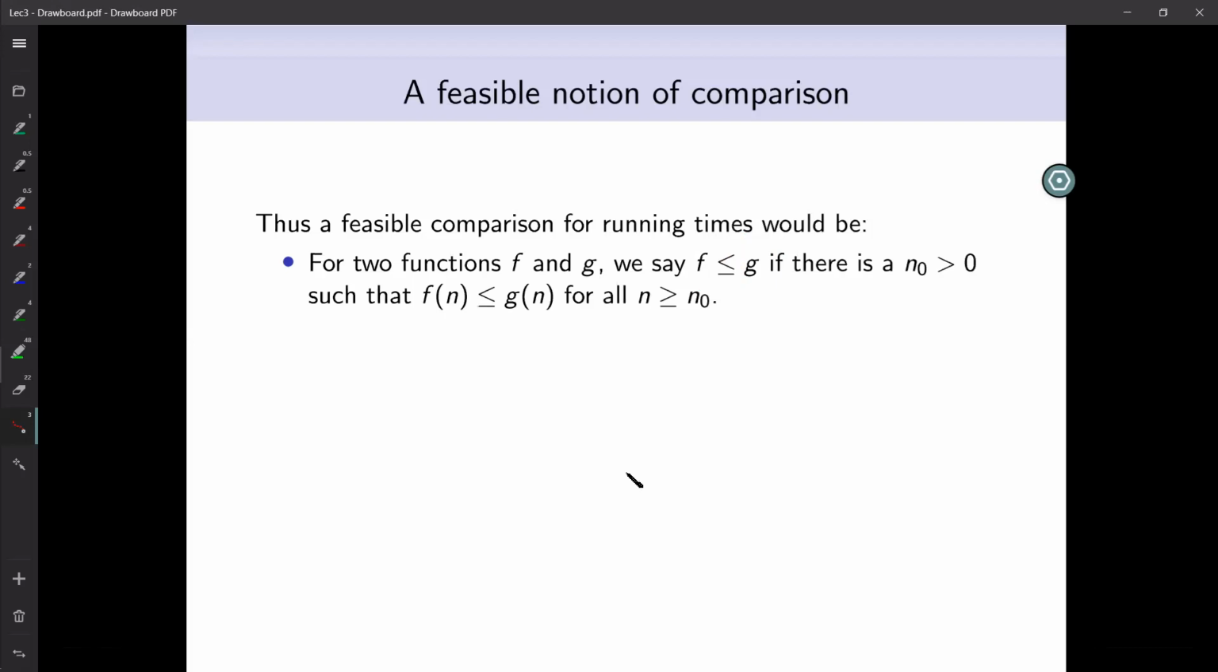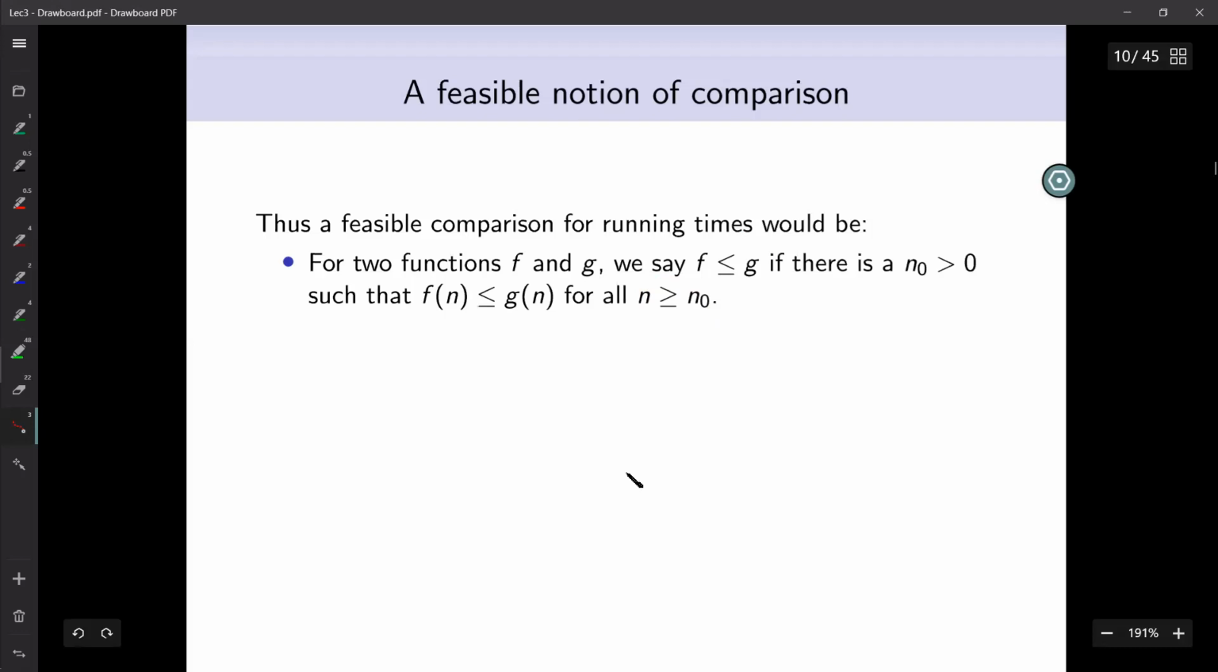I'm just extending them to functions in the following way. I say that f is less than or equal to g if there is a constant n0, a non-negative integer constant, such that the value of f is bounded by the value of g for all n which is sufficiently large. That is, for all n greater than or equal to n0. For values of n smaller than n0, we don't really bother.